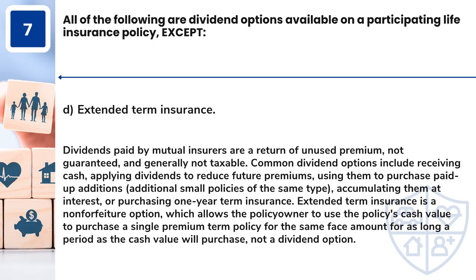Answer: D. Extended term insurance. Dividends paid by mutual insurers are a return of unused premium, not guaranteed, and generally not taxable. Common dividend options include receiving cash, applying dividends to reduce future premiums, using them to purchase paid-up additions, additional small policies of the same type, accumulating them at interest, or purchasing one-year term insurance. Extended term insurance is a non-forfeiture option, which allows the policy owner to use the policy's cash value to purchase a single premium term policy for the same face amount for as long a period as the cash value will purchase, not a dividend option.